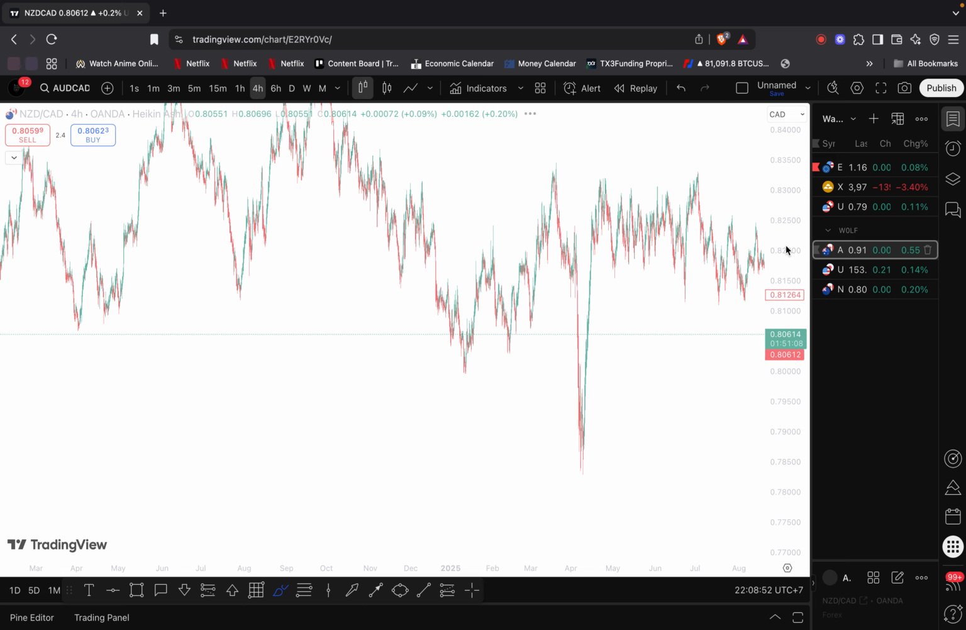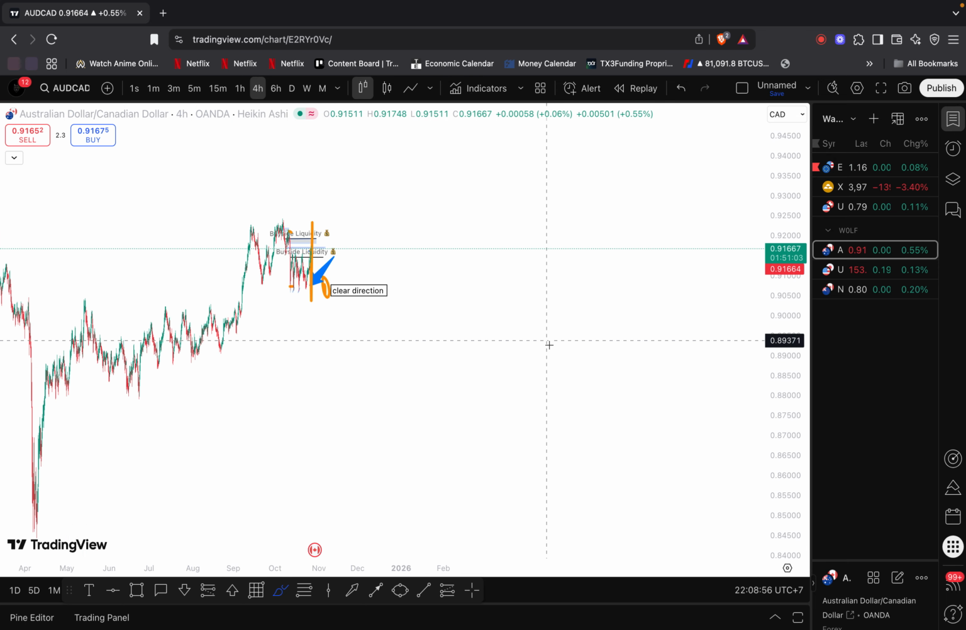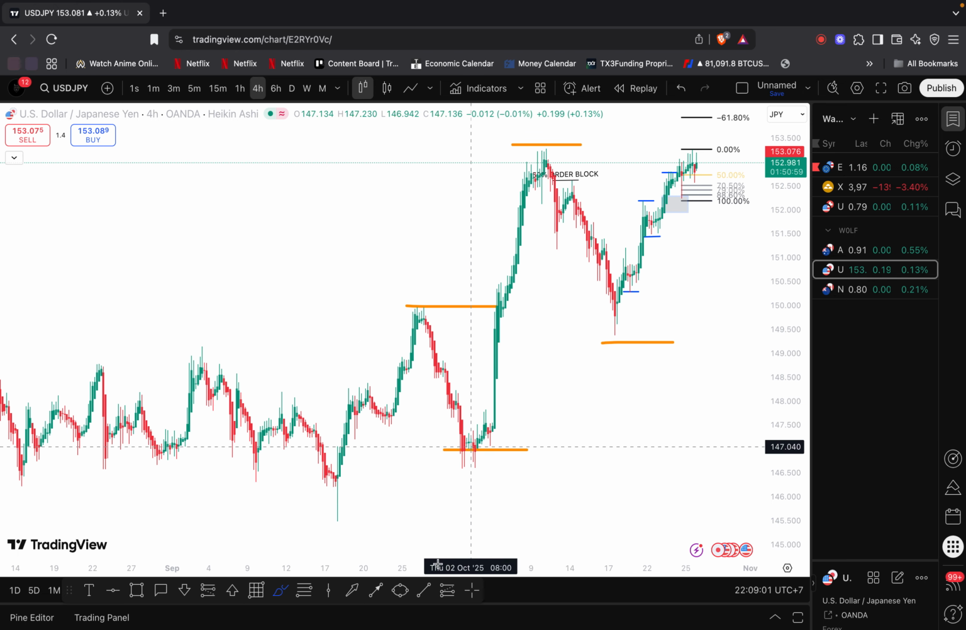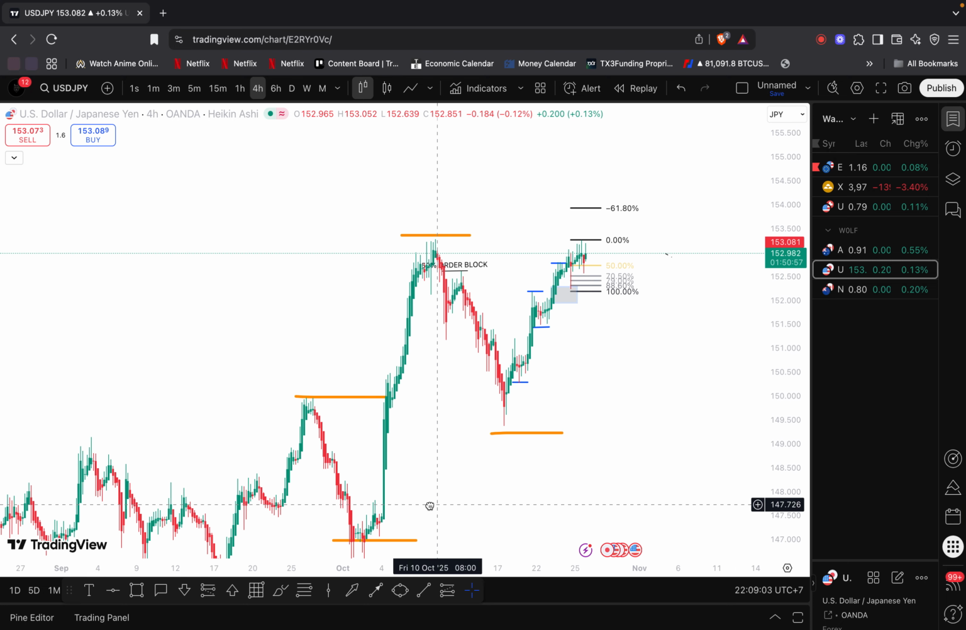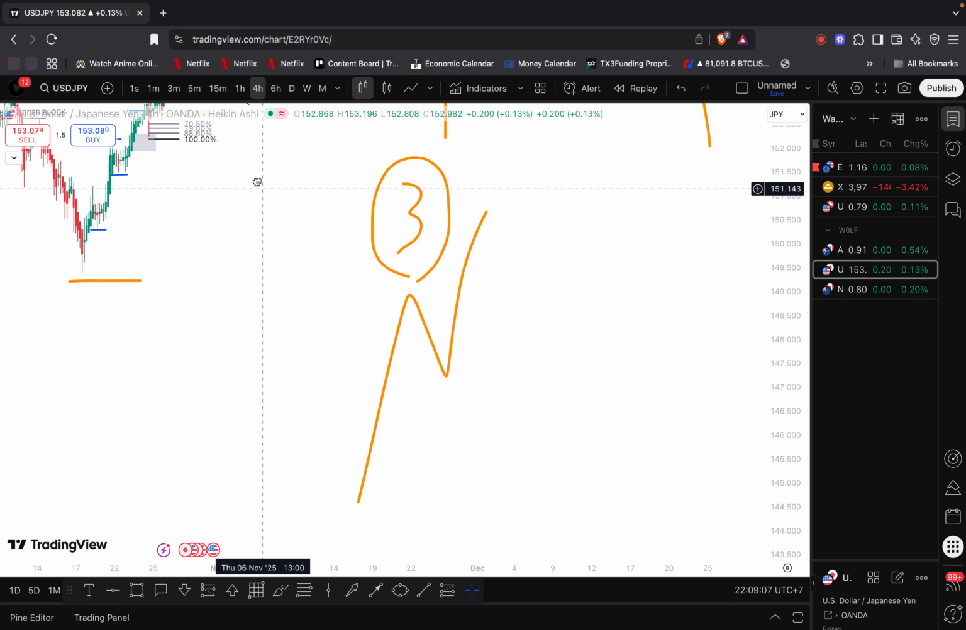Our first step is market structure. Sorry guys, I'm trying to go back to the chart. Yeah, market structure, clear direction. So clear direction is our first step. We need clear direction by finding market structure, which we did, because you guys saw that the current trend on UJ is 3, right? Bullish.